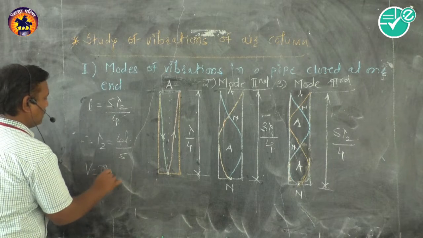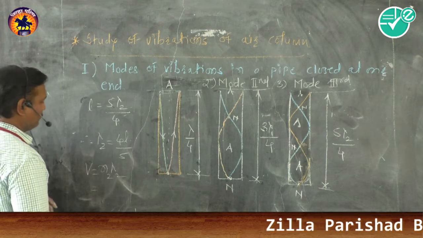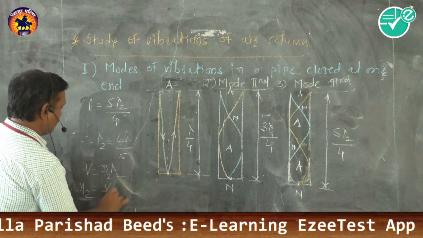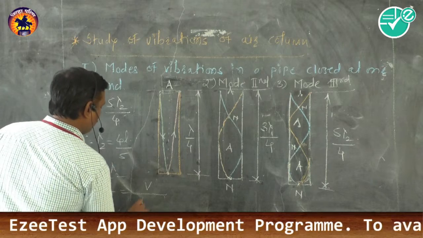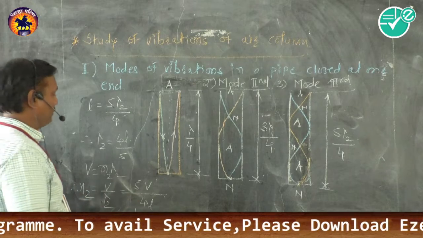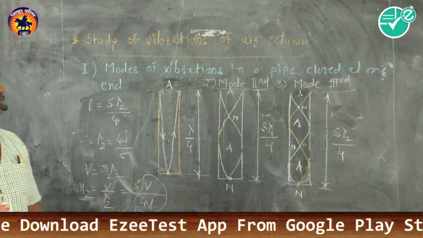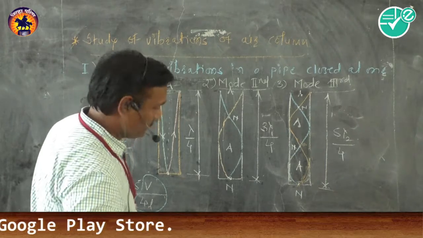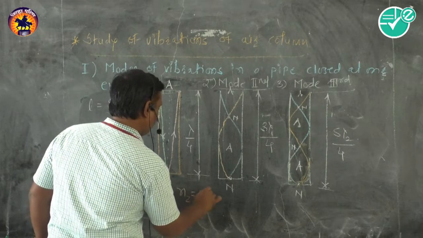V is equal to n2 lambda 2. Putting the values, we want n2 equal to V divided by lambda 2. Putting the value of lambda 2 equal to 4L divided by 5, which in the denominator comes to the numerator, and again this value is going to be replaced by that small n, and the formula becomes like this: n2 is equal to 5n.